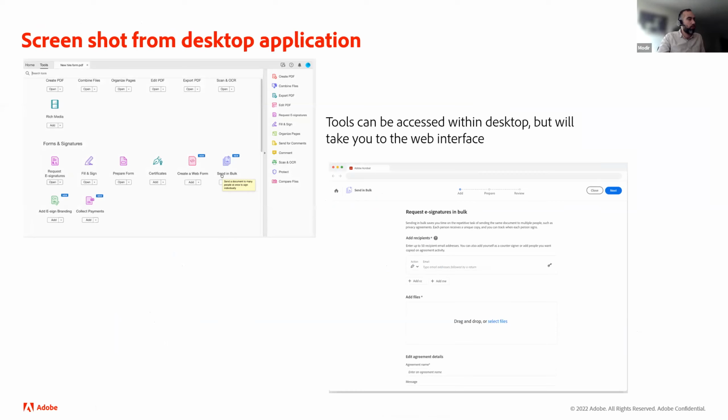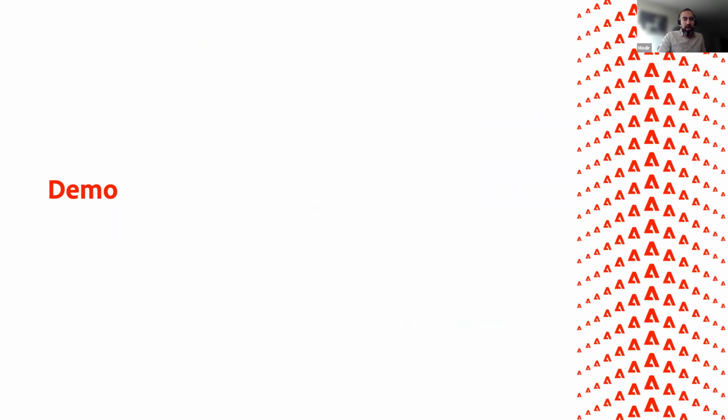So if you go to the toolbar, you should be able to see that you can send in bulk, create web forms, request signatures and collect payments, and also do some branding on your signature. So how does it look? Let's do a quick click-through demo of how the signature flow will look in Acrobat.